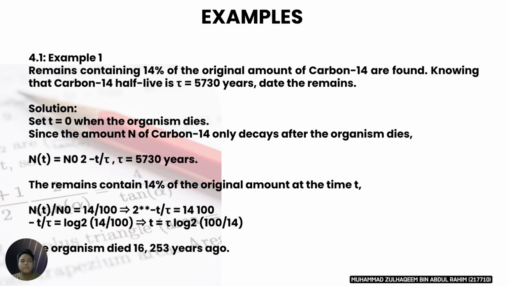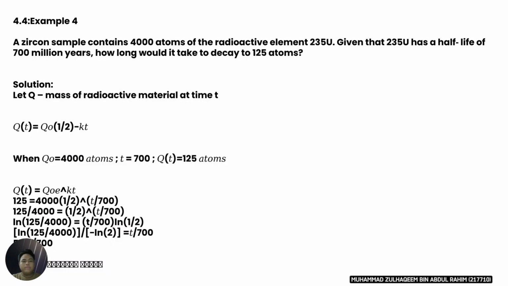Since the amount N of carbon-14 only decays after the organism dies, we use it to create the function N(t) equals N naught times 2 to the power of negative t over tau, where tau equals 5,730 years. The remains contain 14% of the original amount at time t, so we get N(t) over N naught equals 14 over 100. When we simplify it, we get t equals tau times log base 2 of 100 over 14. So from the calculation, we get that the organism died 16,250 years ago.